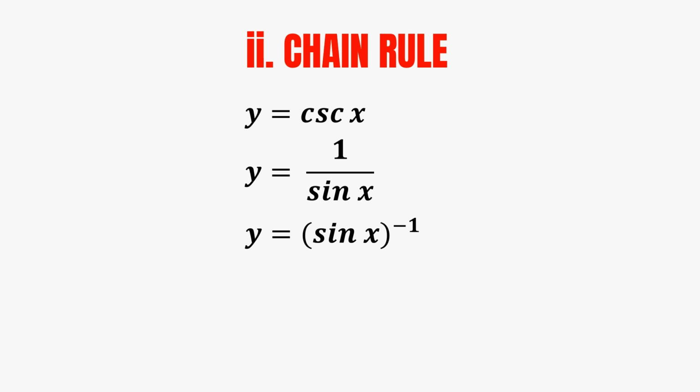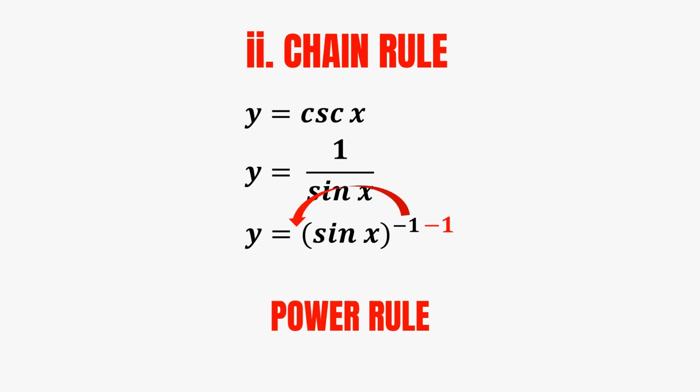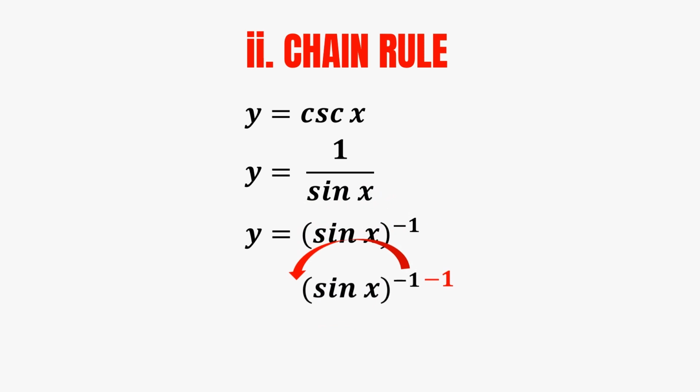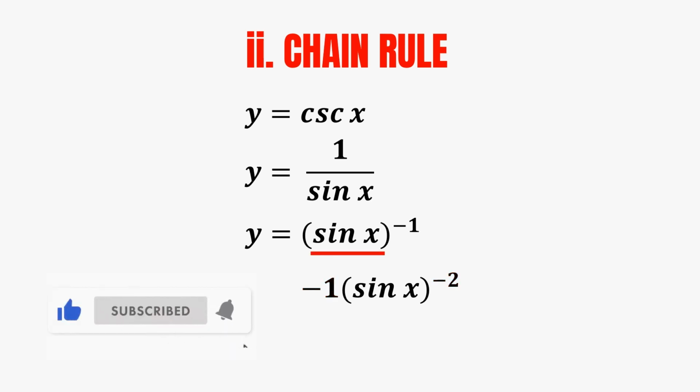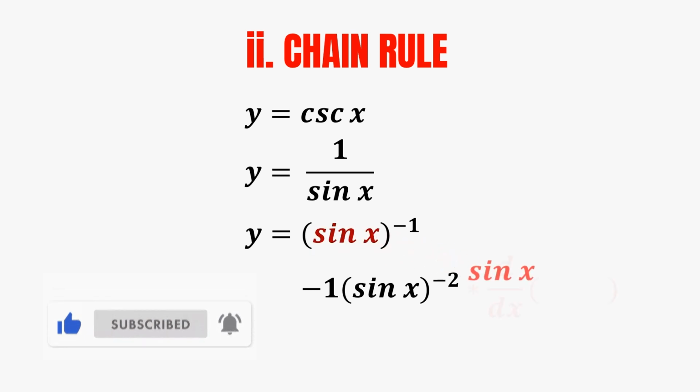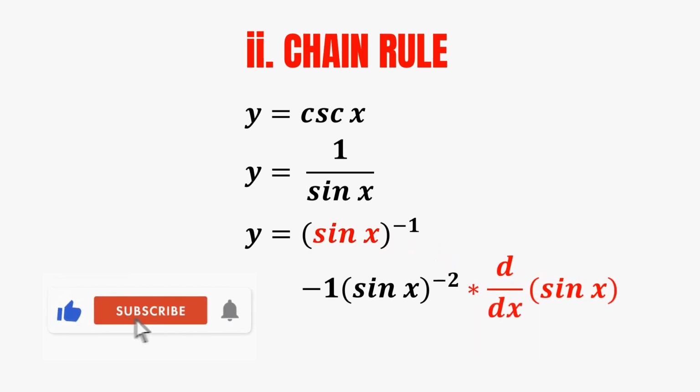According to the chain rule, we first take the derivative of the outer function without changing the inner function. In this case, we can just apply the power rule, where we bring the exponent down and the new exponent is reduced by 1, but at the same time, we do not modify the inner function. Therefore, we get negative 1 multiplied by sine x, and the exponent has now become negative 2. By applying the chain rule, we will then have to multiply it by the derivative of the inner function, which in this case is the derivative of sine x, and we know that it is equal to cosine x.